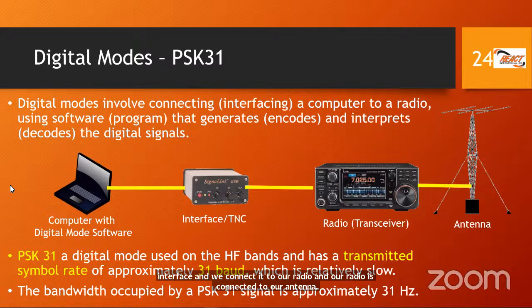So one of the digital modes is PSK31, and you may remember from last session that PSK is phase shift keying. We need to know that PSK is one of the digital modes that we will encounter in amateur radio. It happens to use a symbol rate of 31 baud, and it is called PSK31 because of that 31 baud specification. That's fairly slow as a mode, but it can communicate.